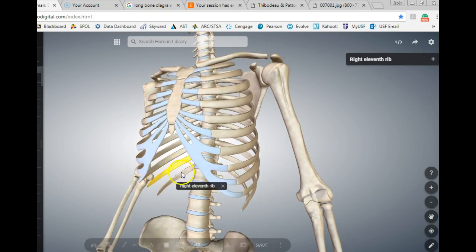We have ribs 11 and 12. These are not connected to any portion of the sternum or the cartilage of the above ribs. So these are known as your floating ribs.